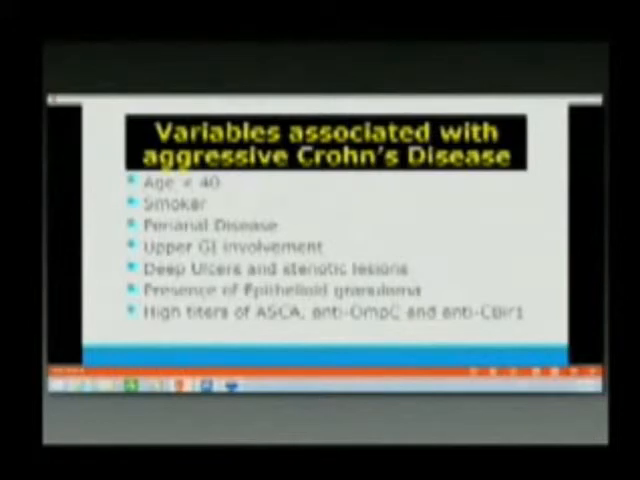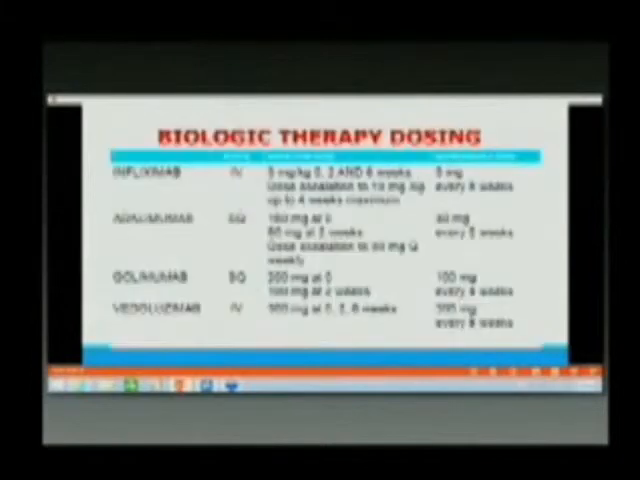and stenotic lesions. Smoking, because certainly antibodies. Okay. Start convincing your patient, especially for anti-TNF.